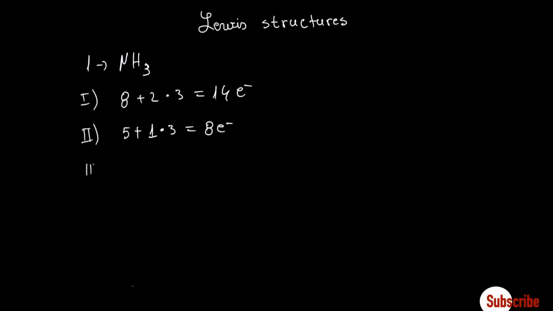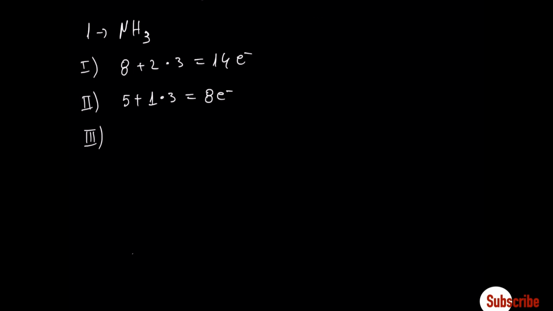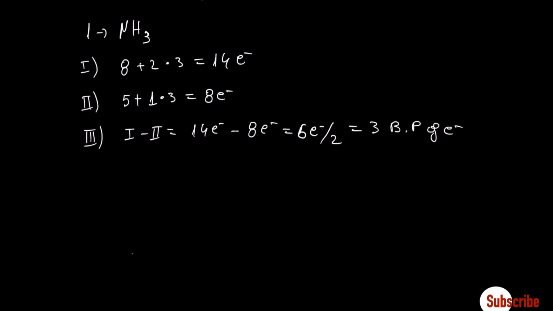Third step. In the third step, we can find the number of shared electrons or bonding pairs. That is first step minus second step. 14 electrons minus 8 electrons equal to 6 electrons, divided by 2. We find 3 bonding pairs of electrons.